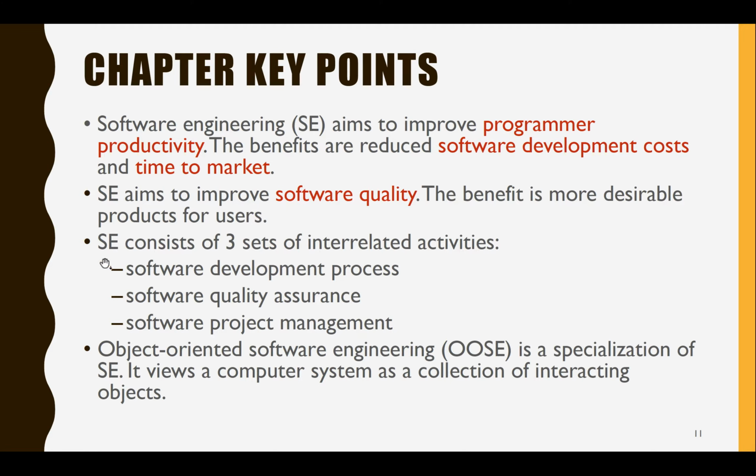And we can see software engineering as three kinds of interrelated activities. One is the software development process, so how people work together to create software. Quality assurance: how do we ensure that we're producing good software? And about how to manage different activities.